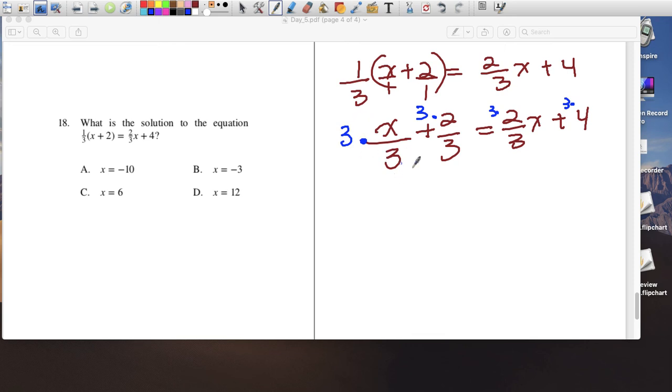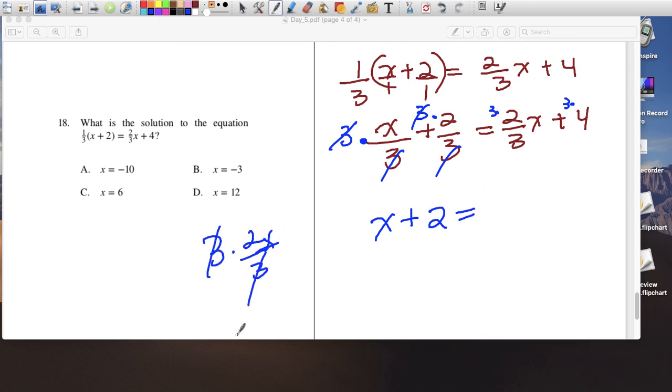So look what happens when I multiply this by 3. This and this cross out, and I'm left with x. Plus, again, that 3 and this 3 cross out, right? It simplifies to 1, and I'm left with just 2. And 3 times 2/3 x, I'm just going to show you. These two simplify to 1, and I'm left with 2x. And the last one is just 3 times 4, which is 12. Look how much simpler life got.